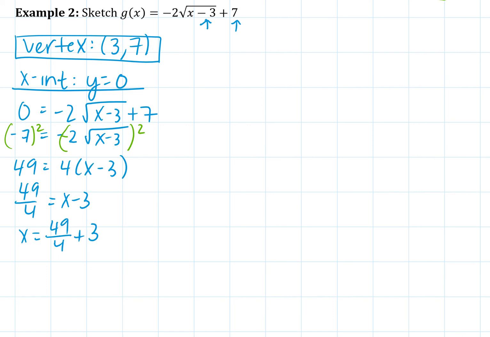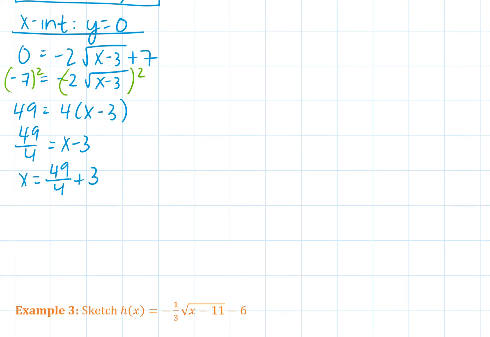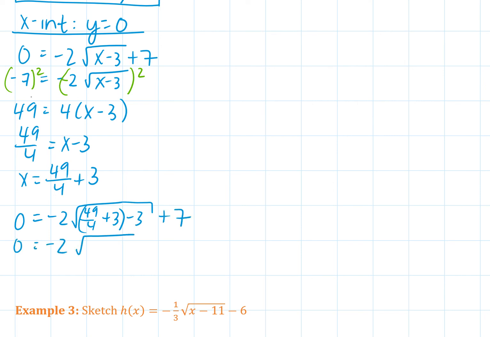Well, it's kind of a weird number, but that's all right. They don't always have to be integer values. Let's double check. Square root of 49 over 4 is the same thing as the square root of 49 over the square root of 4. And so this works, okay?